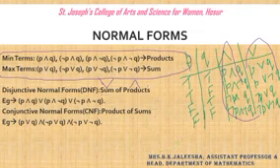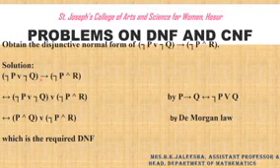Whereas conjunctive normal form means product of sums. The common symbol should be cap, and the bracket symbol should be cup. Here I have given the example for conjunctive normal form, that is cup in the brackets and cap in the common term. This way is called the product of sums, and this is the sum of products. Let's move into the problems.